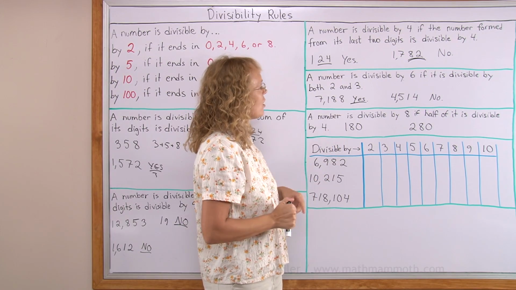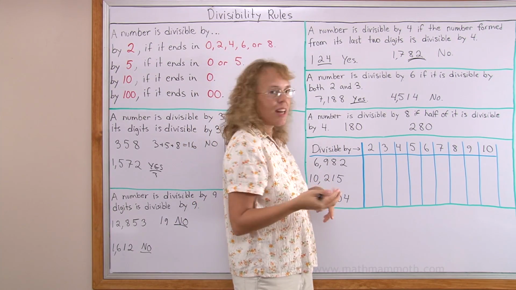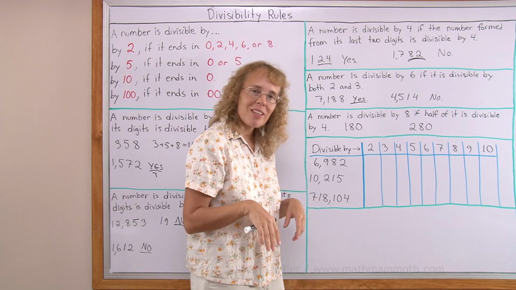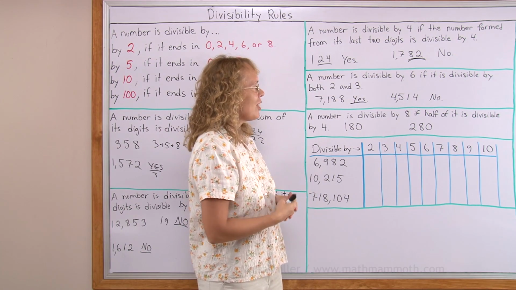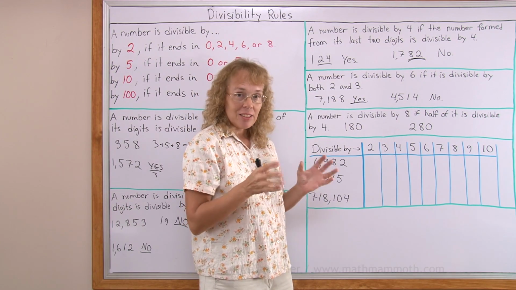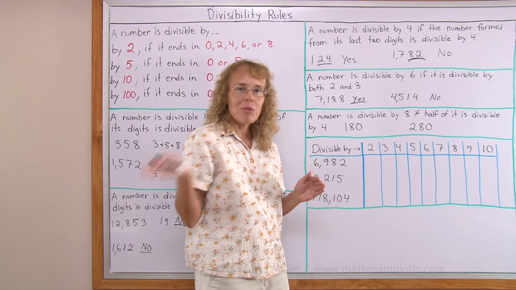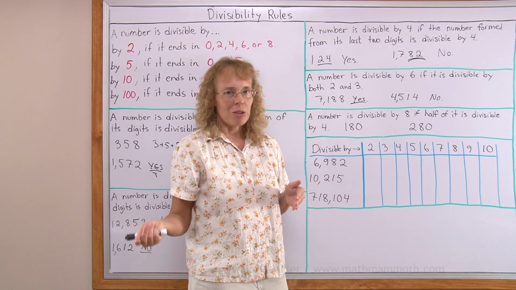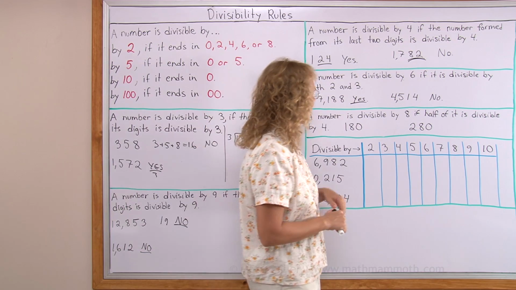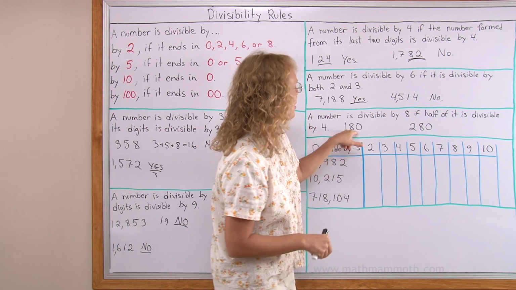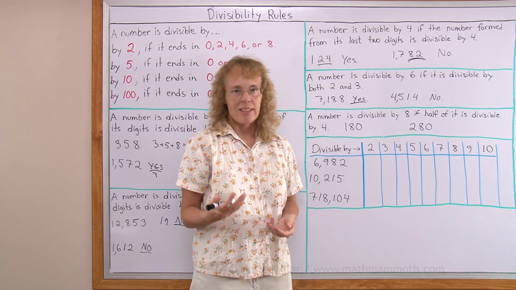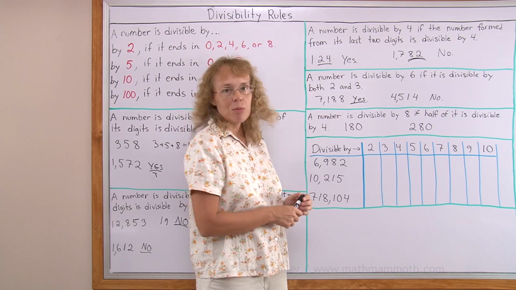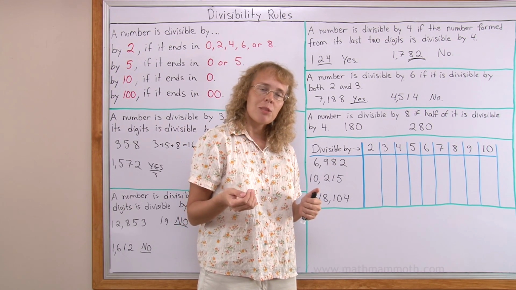And for 8, a number is divisible by 8 if half of it is divisible by 4. I hope that makes sense. If you take half of it and that is divisible by 4, then when you double it, it gets times 2. You have this 4 times 2 equals 8 there. So 180, let me take half of it. That's 90. And check if that is divisible by 4. Is 90 divisible by 4?